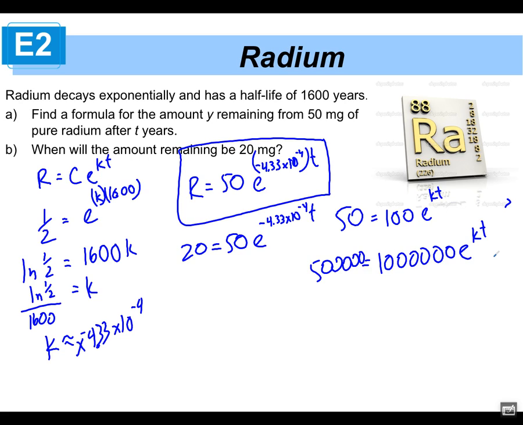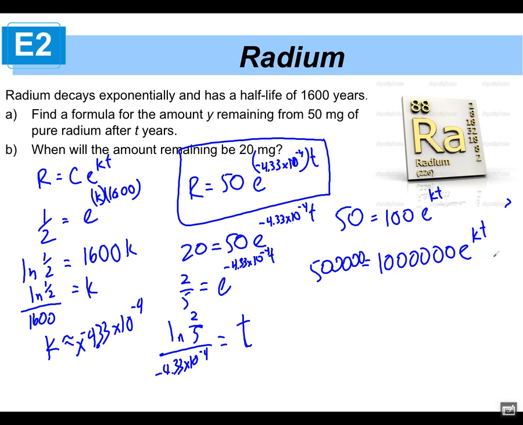First step, divide by 50. So I get 2/5 is equal to e to the negative 4.33 times 10 to the negative 4th t. Natural log. Okay. And when you're done with the problem, after you've typed this into your calculator, ask yourself a simple question.